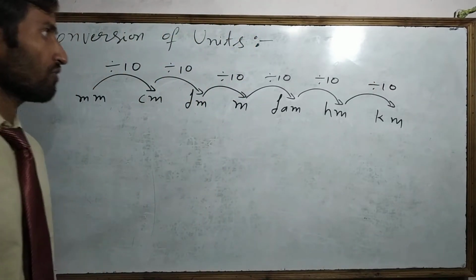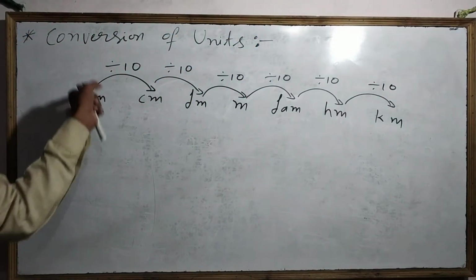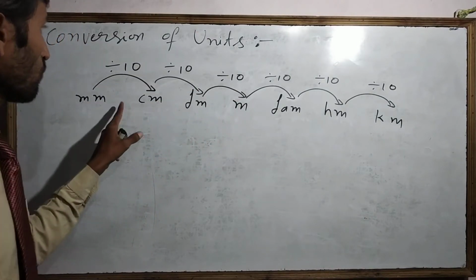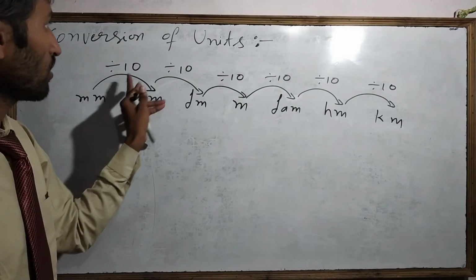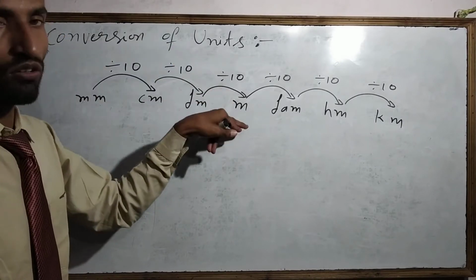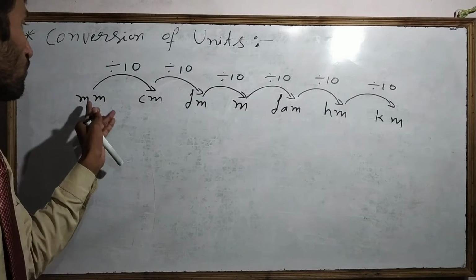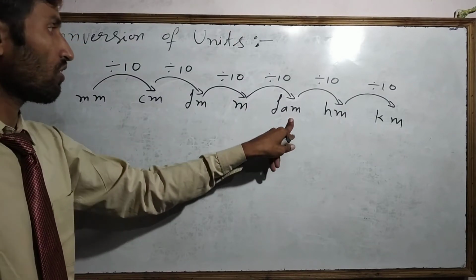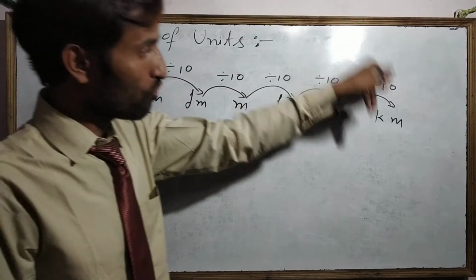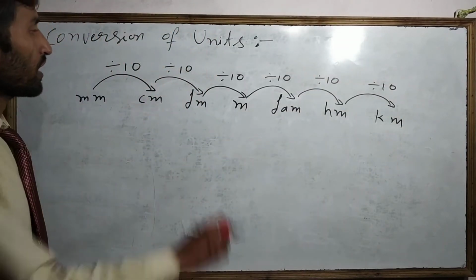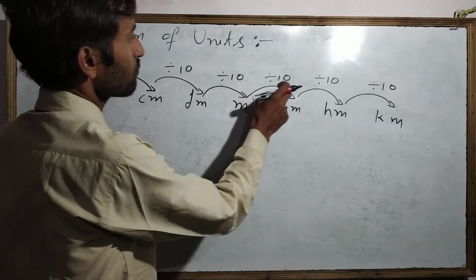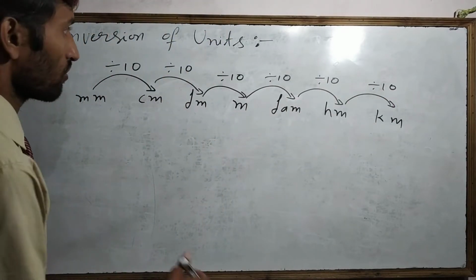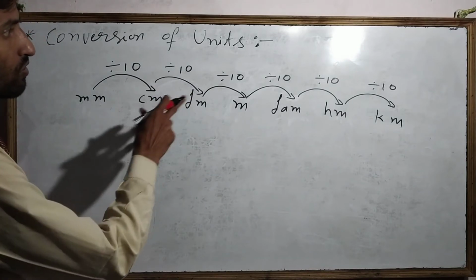Like that. If we go directly from millimeter to meter, by which number do we divide? Just see how many gaps there are: 1, 2, 3. So we divide by 1000. If you want to go from millimeter directly to decameter, divide by 10,000. Or millimeter directly to kilometer, by which number do you divide? 1, 2, 3, 4, 5, 6. So you have to divide by 10 lakhs, or you can say 6 zeros.